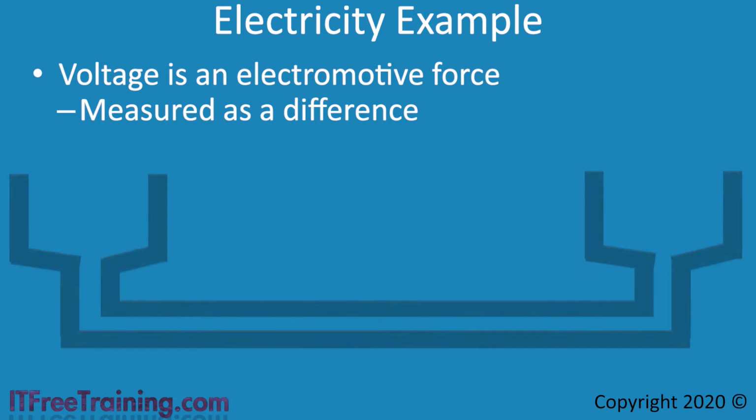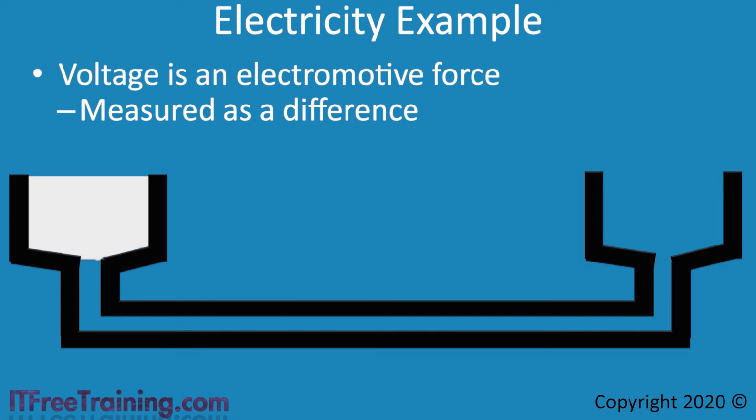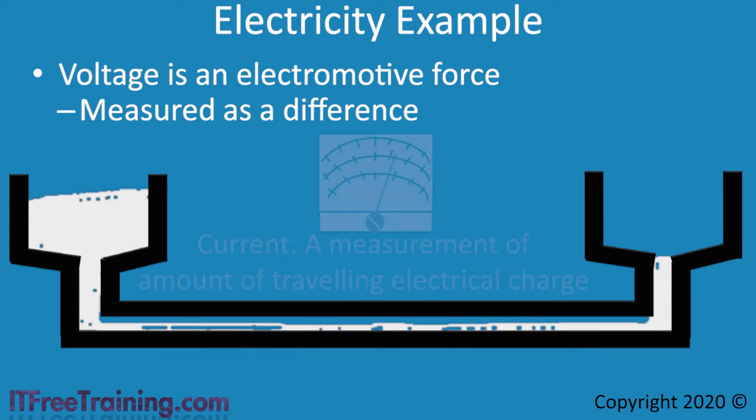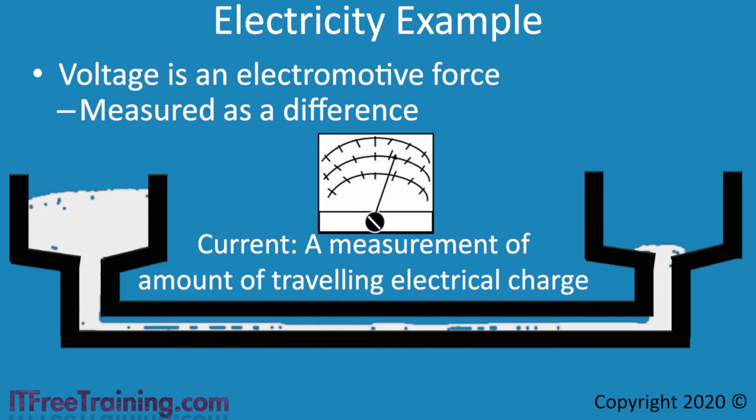If I have two connected tanks of water, where one is full and the other is not, the water will run from one tank to the other, attempting to balance out the tanks. This is essentially what voltage is, a difference at one point compared to another. The electricity will flow from one point to the other, attempting to balance out this difference. The amount of electrical charge traveling is measured as current.